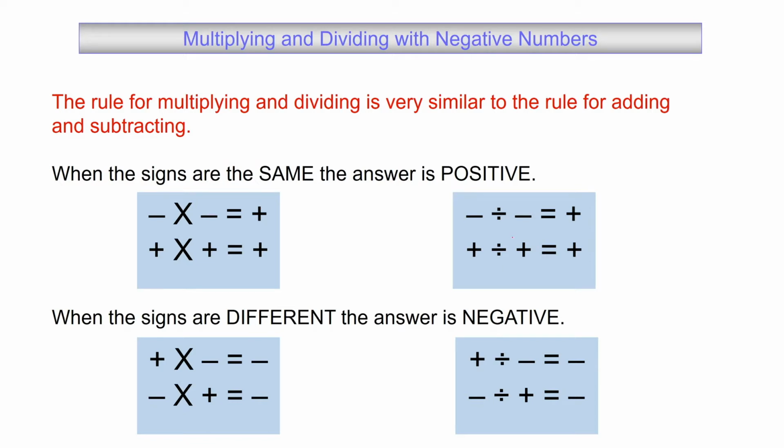The same thing happens when dividing. If we have positive divided by a positive, those signs are the same, so the answer is a positive. When the signs are different, the answer is a negative. So if you have a positive times a negative, the answer is a negative. If you have negative times a positive, those signs are different, so the answer is a negative. And the same applies when dividing.